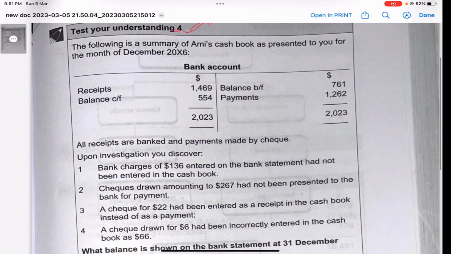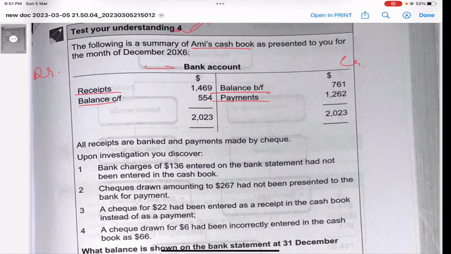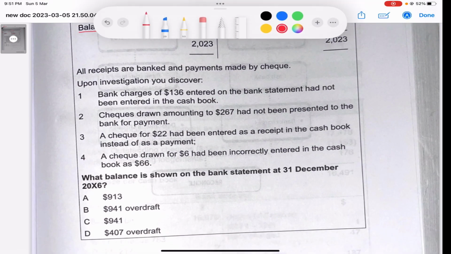Okay, so we have Amy's cash book, and this is the debit side and this is the credit side. We have receipts this side, and we have balance brought forward this side, which is a negative balance in the case of a bank account or the cash book, right? And all receipts are banked and payments are made by check.